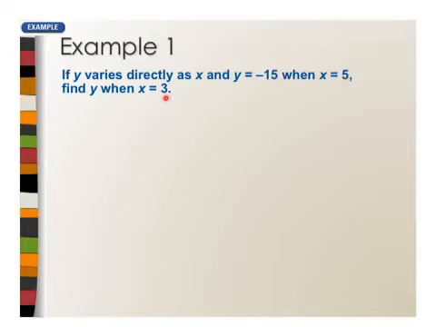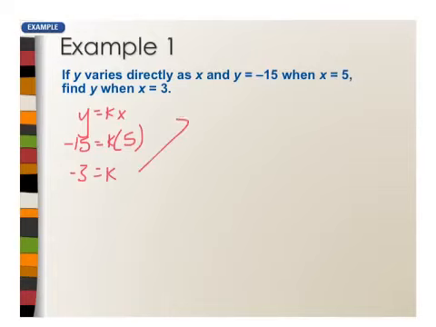Now it might seem a little strange to do all these steps, but I'll explain why later or maybe during class. Since it varies directly, we're going to have this relationship, y is equal to k times x. I'm going to use what I know, that when y is negative 15 and x is 5, to find my constant of variation. So negative 15 is equal to k times 5. Solving for k, we get negative 3. So that's my constant of variation.